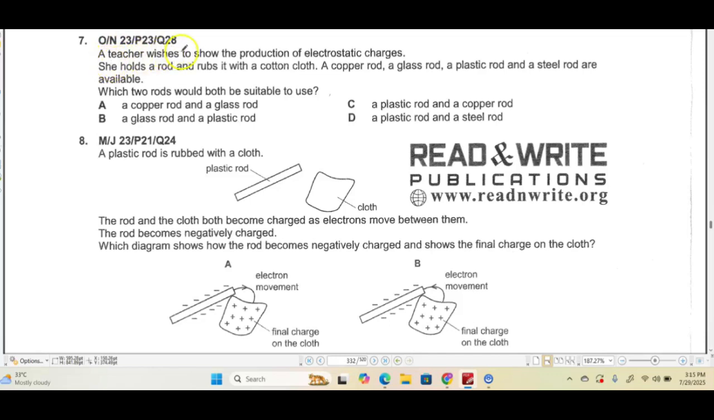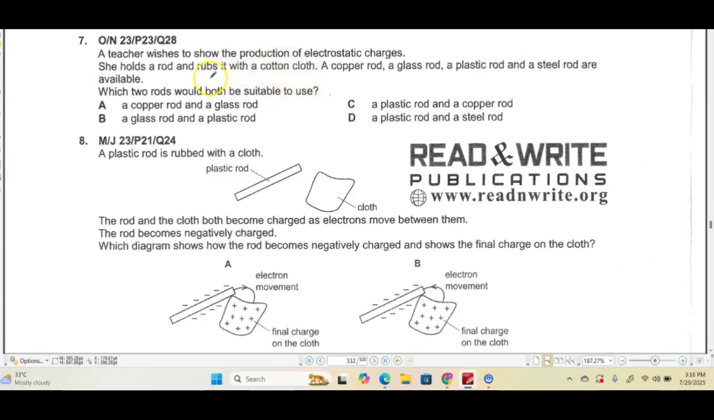Question number 8. A teacher wishes to show the production of electrostatic charges. She holds a rod and rubs it with a cotton cloth. A copper rod, a glass rod, a plastic rod, and a steel rod are available. Which rods would both be suitable to use?